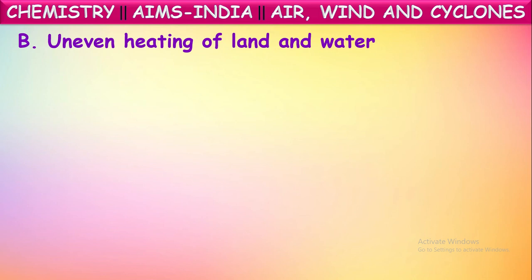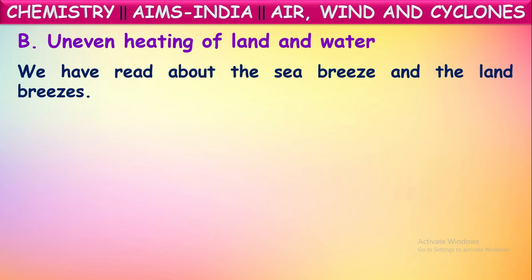First let us see uneven heating of land and water. We have read about the sea breeze and the land breeze, isn't it? When the sea is still warmer at night time, the warm air from the sea or oceans rises up, and there it creates low pressure, whereas the land will already be cooled at that time. So, cool air from the land moves to the oceans or seas. This is called land breeze.